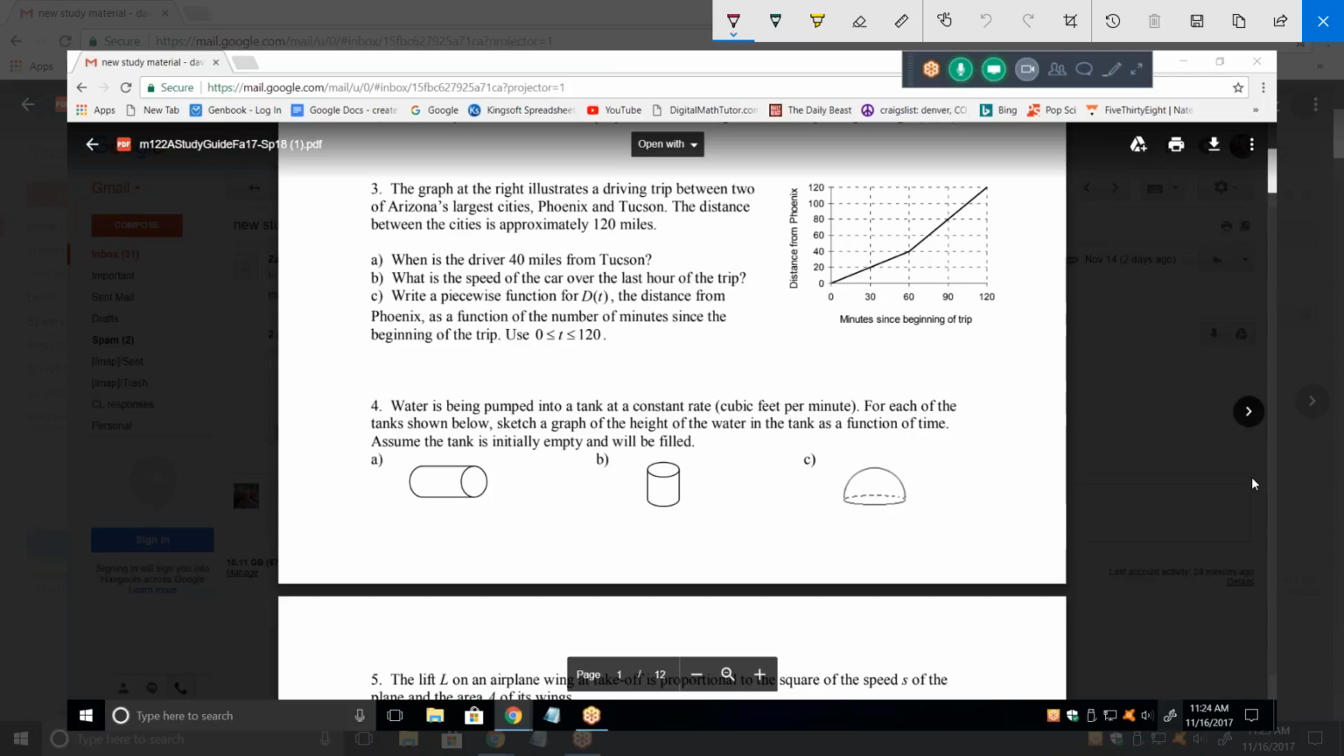Notice the scales. Whenever they give you a graph and they're asking you questions about it, first thing you want to make sure is you know what the horizontal scale is and what the vertical scale is. So now it becomes clear. Okay. So when is the driver 40 miles from Tucson?